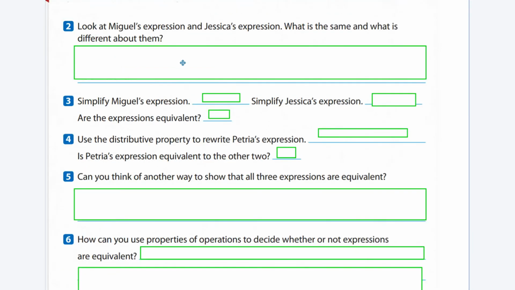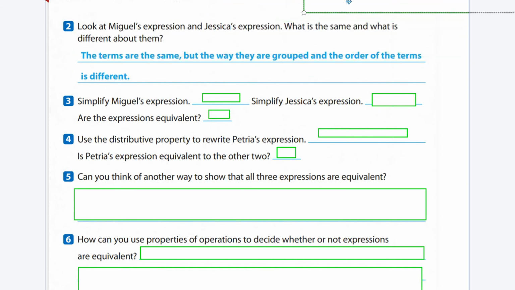Question 2. Again, what is the same and what is different about both of those expressions? Well, the terms are the same, but the way they are grouped and the order of the terms is different. But all the terms are the same. They got the c and they got the -9. Let's simplify Miguel's expression. When you did that, you should get 4c minus 36.